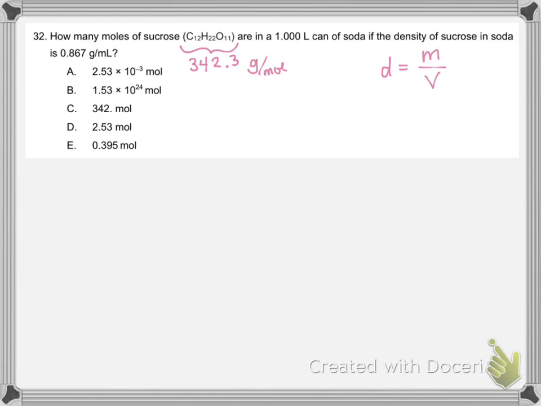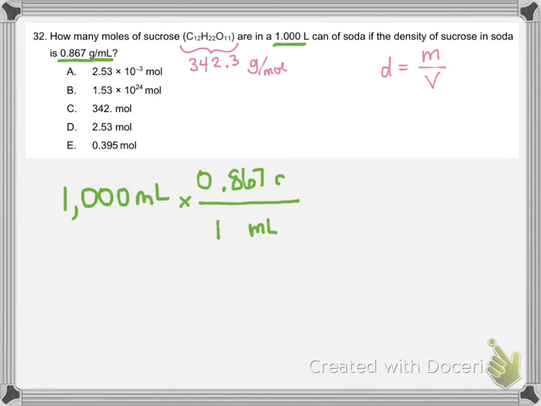So I'm going to go ahead and look at my volume, look at my density, and check my units. I can see that there are different units. And so I'm going to go ahead and say that my 1 liter is instead the same as 1,000 milliliters. And by doing that, I can go ahead and say that for every 1 milliliter, I'm going to have 0.867 grams. So I can use that density as a conversion factor.